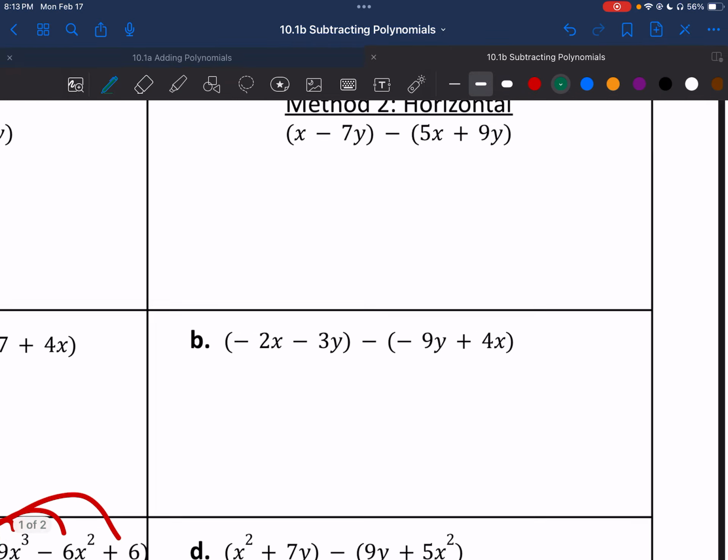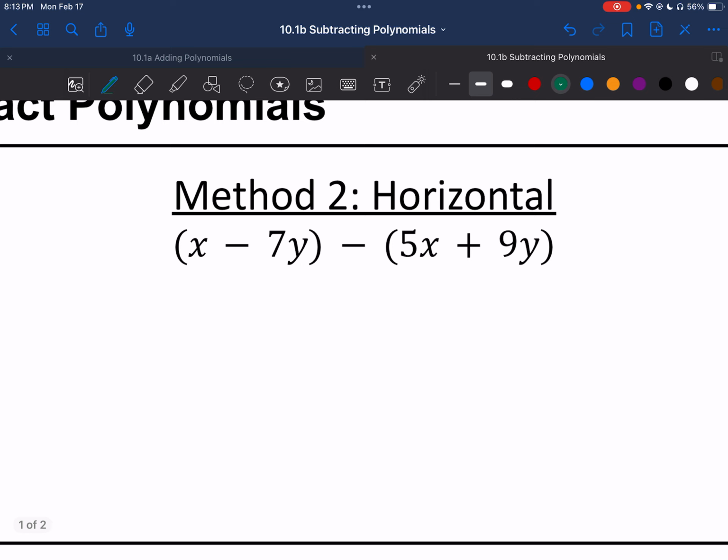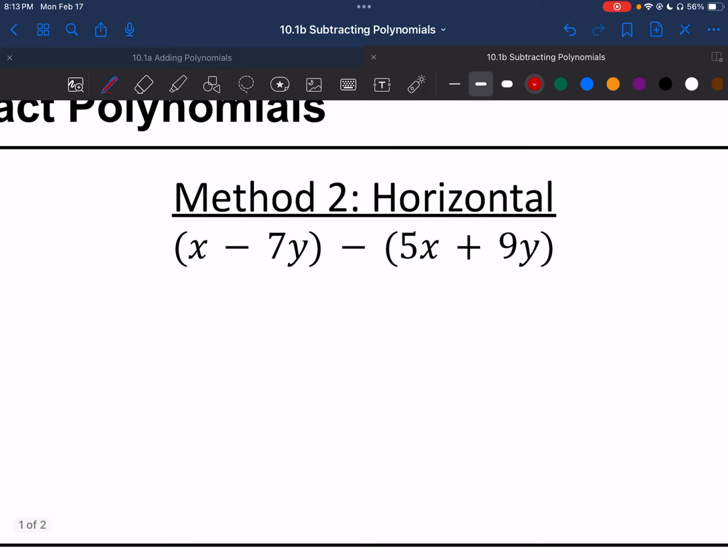All right, now let's take a look at the right side of our table here, and we're going to look at the horizontal method. It's going to be the same thing that we dealt with yesterday, but really the key is you've got to remember that we're distributing that negative sign to everything, right? Subtraction is dealing with the additive inverse, and so we distribute that negative sign to everything.